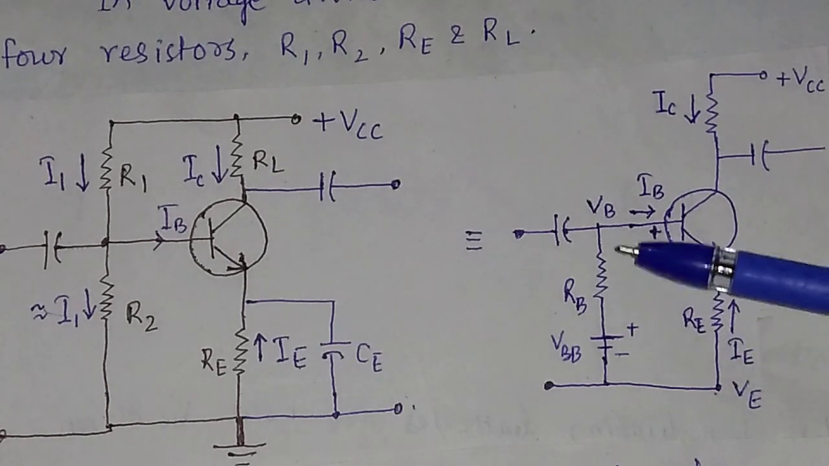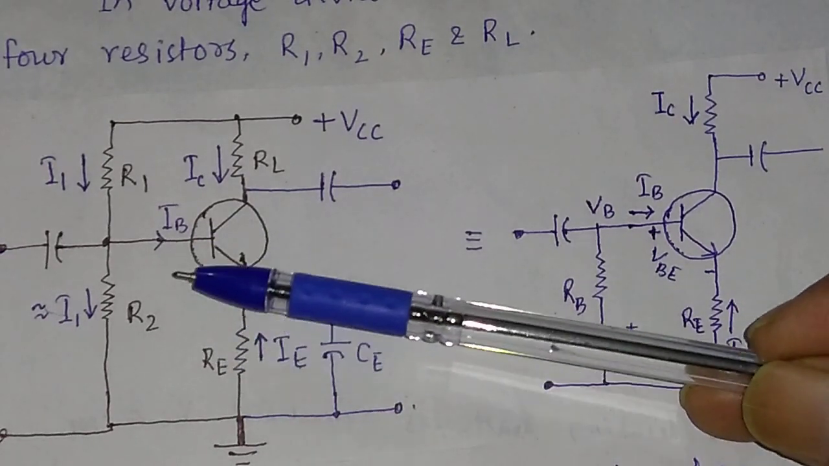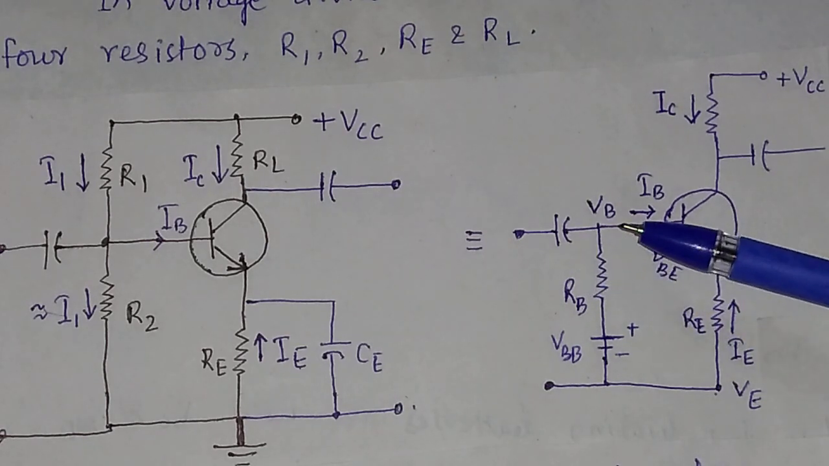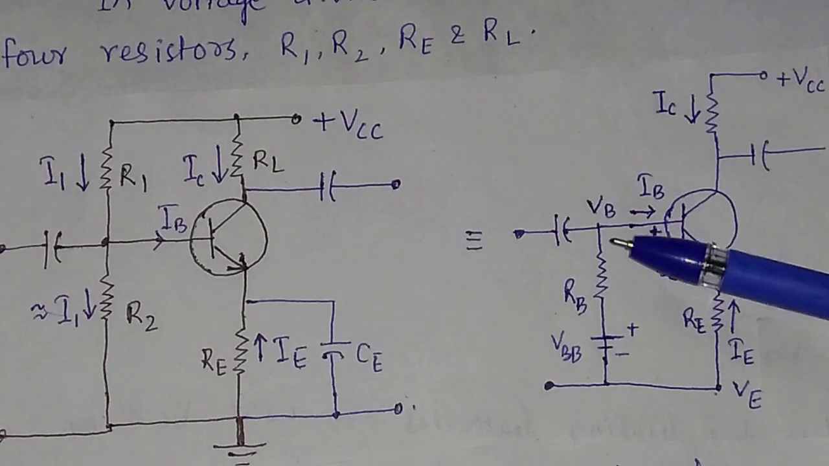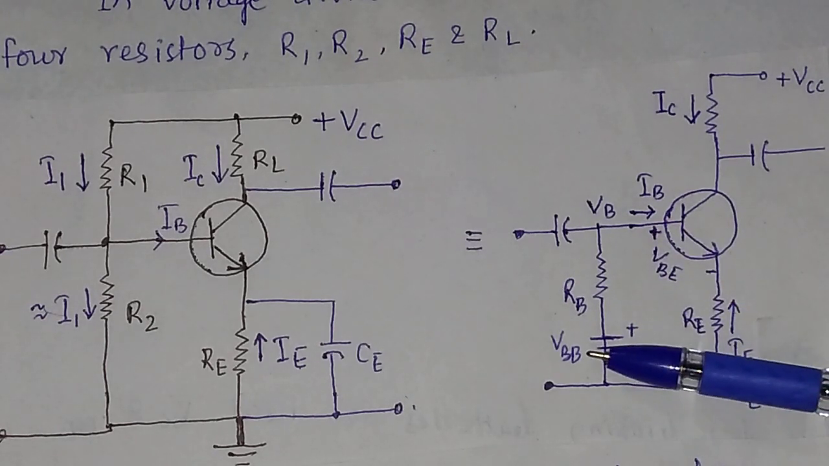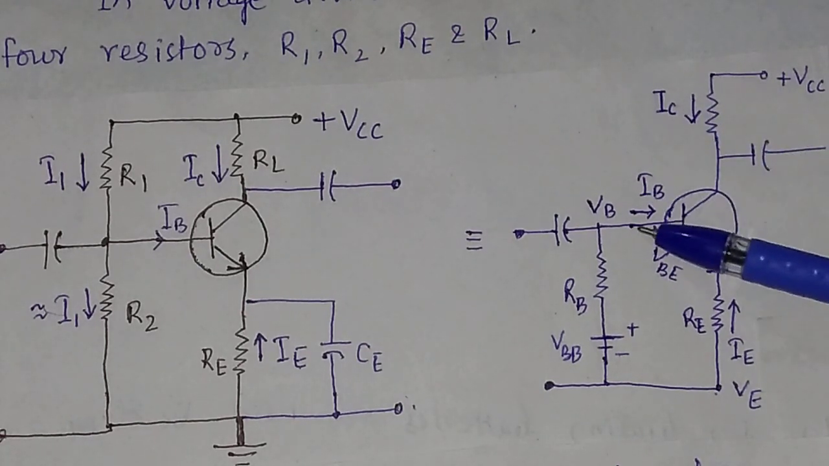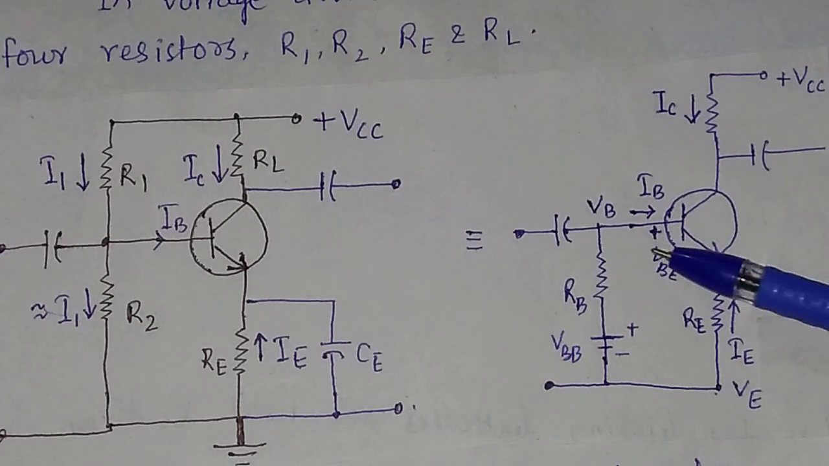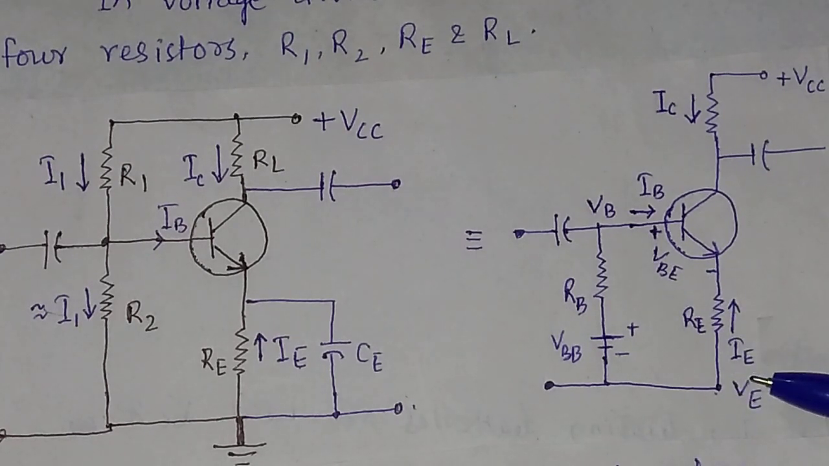In this circuit you see these 2 resistors R1 and R2, which are connected in parallel, they have the equivalent resistance RB, and at the base you have the voltage VB, and the biasing battery voltage, this is the VBB. And here you have the potential difference between the base and emitter, VBE, and at the emitter you have potential VE.